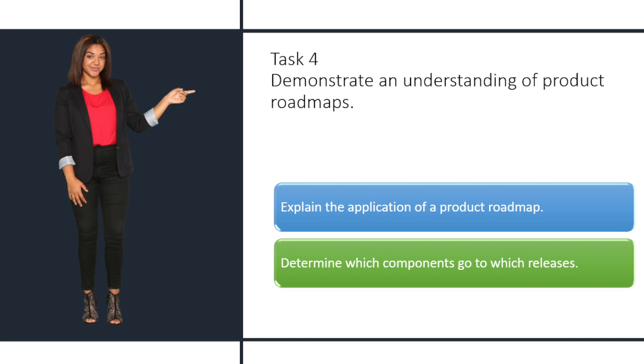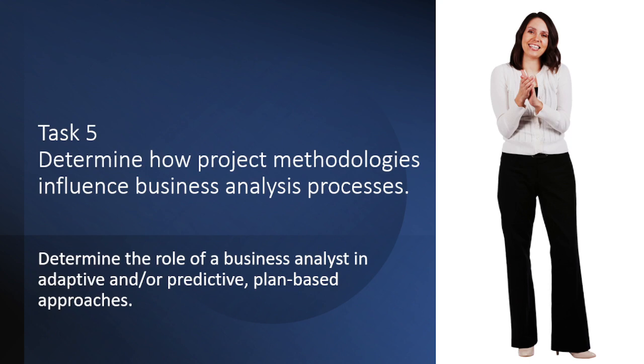This is likely to be on the exam because it's an entire task. Task 5, determine how project methodologies influence business analysis processes. So you want to understand the role of a business analyst in a predictive setting is more relegated to just that one person. But in the world of Agile, it is distributed among the team members. We don't have one person and all they do is business analysis. We could have a team of individuals who are all somewhat involved in business analysis. And that's how it works in the world of Agile.